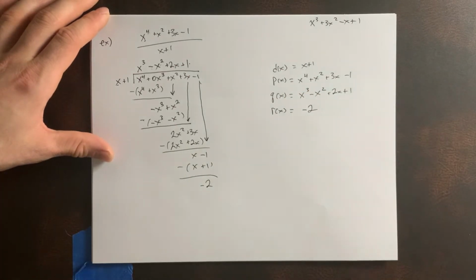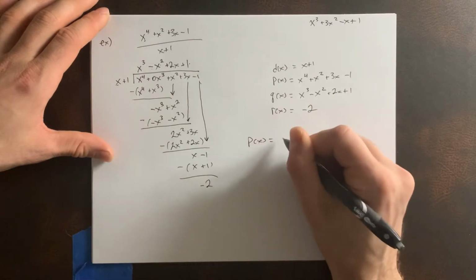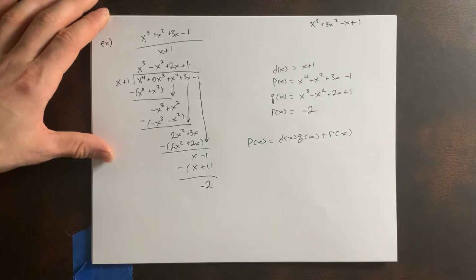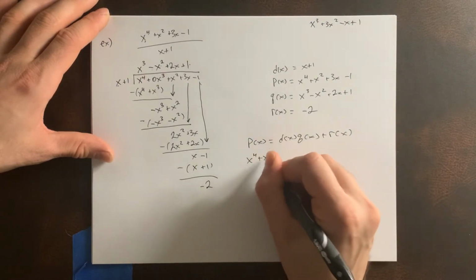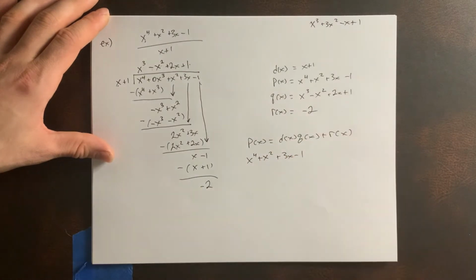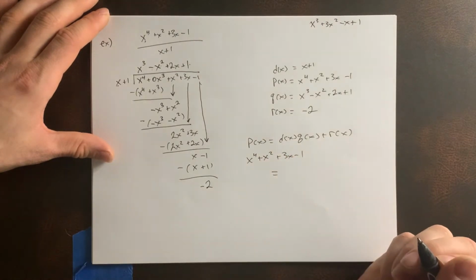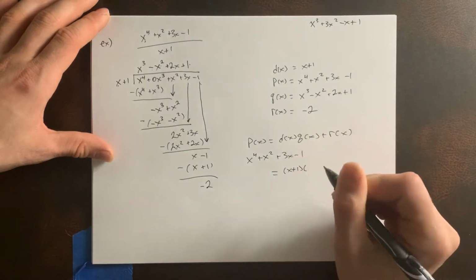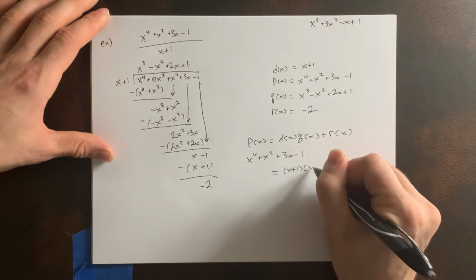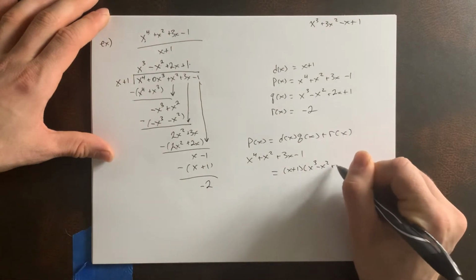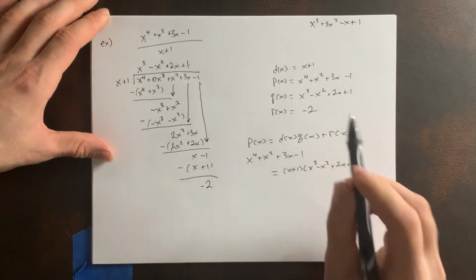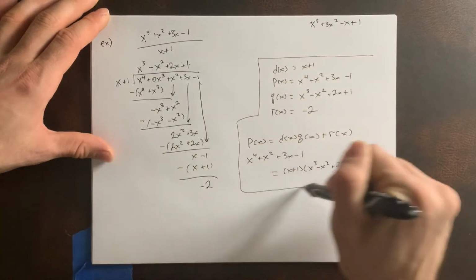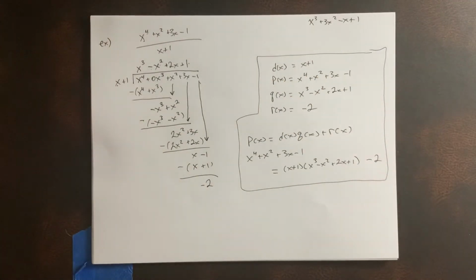And then we can plug those things into that equation. The p of x is equal to d of x, q of x, plus r of x. So that means x to the 4 plus x squared plus 3x minus 1 is equal to d of x, so x plus 1, times q of x, this piece, and then plus r of x, so minus 2. Okay, so here's sort of everything from this problem.